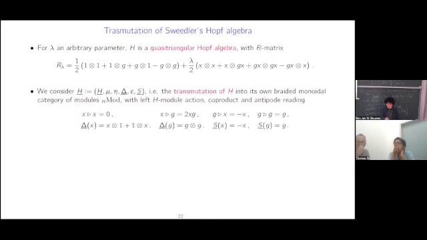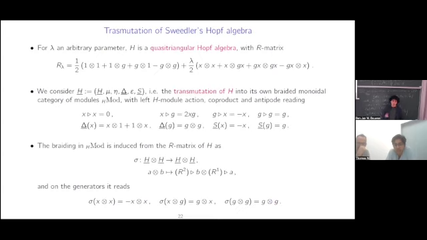And we consider the transmutation of H into its own braided monoidal category of modules again. So explicitly, this is what you get. As Giovanni was saying before, basically one generator is going to become primitive under the coproduct, the other one is going to stay group-like, and you also have these two actions outlined here above. The braiding again is induced by the R matrix, and very explicitly this is how it reads on the generators. This is not going to be crucial, but let's see what happens at the level of the differential calculi.